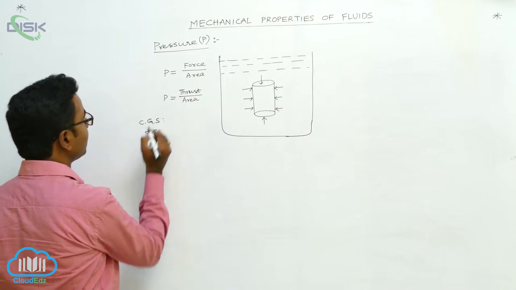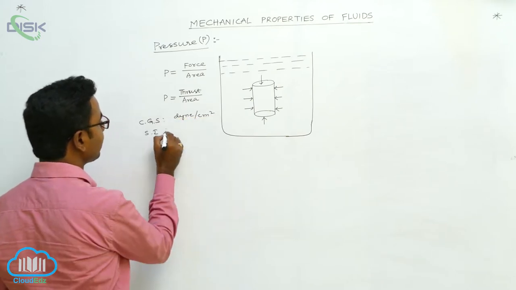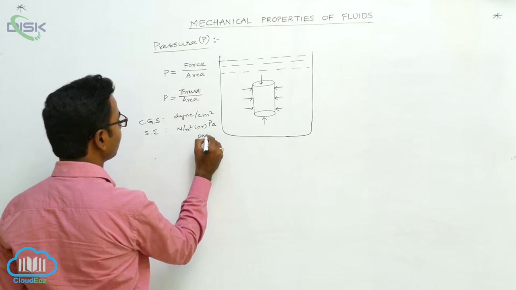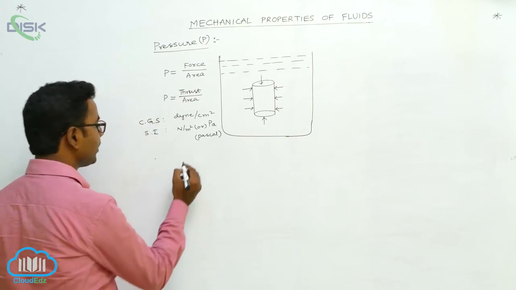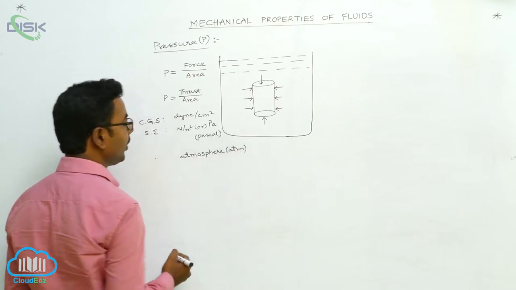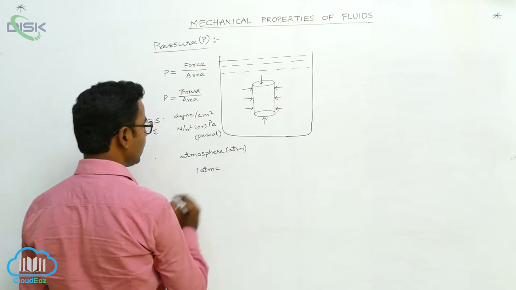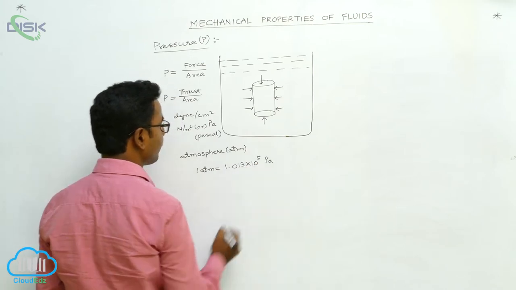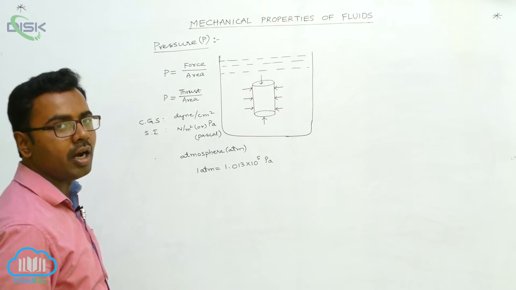The CGS and SI units of pressure are like this. The CGS unit of pressure is dyne per centimeter square, force in dyne and area in centimeter square, and the SI unit is Newton per meter square or Pascal. And to measure the atmospheric pressure, we have a common unit, that is atmosphere. ATM is the unit to measure atmospheric pressure. The relation between one atmosphere and Pascal is: one atmosphere is equal to 1.013 into 10 power 5 Pascals. Atmosphere is the unit of pressure used especially to measure atmospheric pressure.